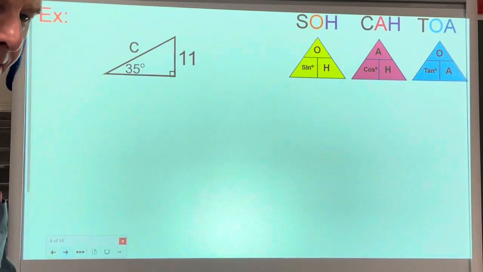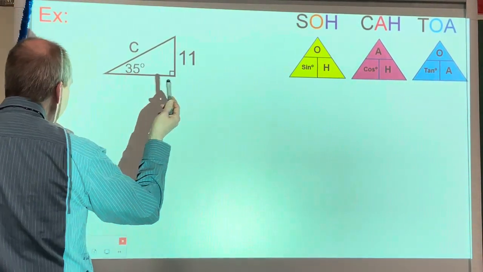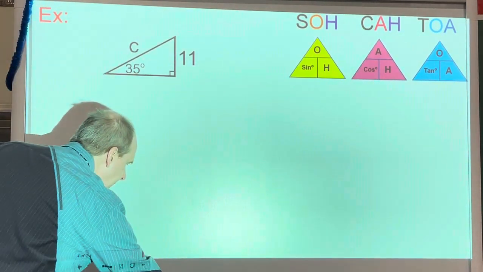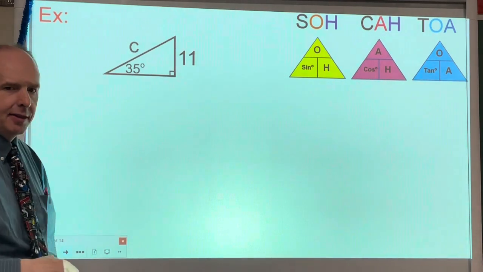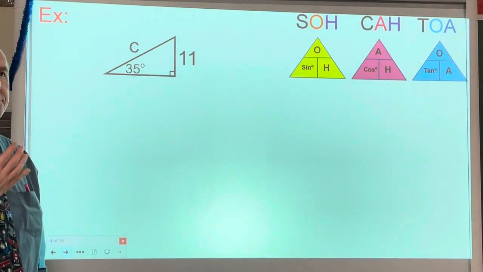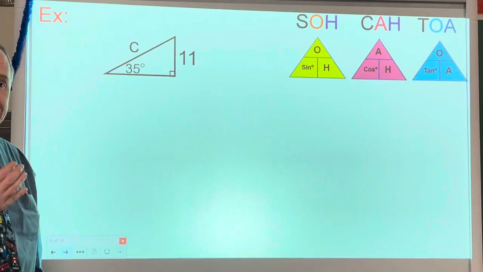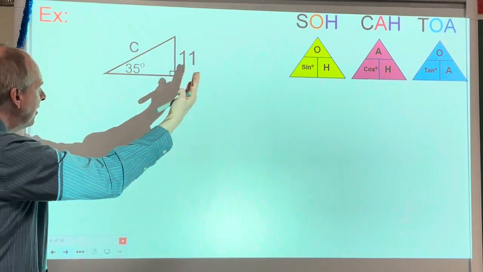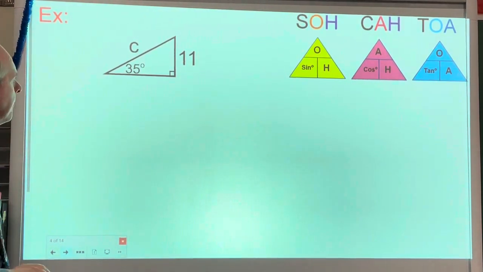Here is our little triangle. We've got a 35-degree angle here. We've got a right angle here. So we know we can use trig if we have a right angle. We have an angle and a side. This is telling me sine, cosine, tangent, right? SOHCAHTOA. If I have 2 sides and I want another side, that's Pythagorean theorem. But if you have an angle and a side, you're using SOHCAHTOA.